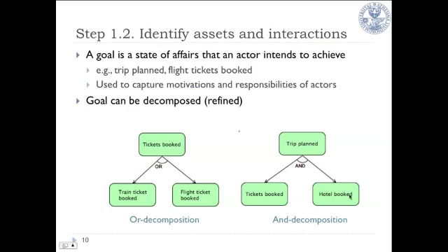On the other hand, in order to capture the process of how a given goal is achieved, we use end decomposition. So end decomposition dictates that this goal will be achieved by achieving tickets booked and hotel booked. So both of them need to be achieved in order for the trip to be planned.